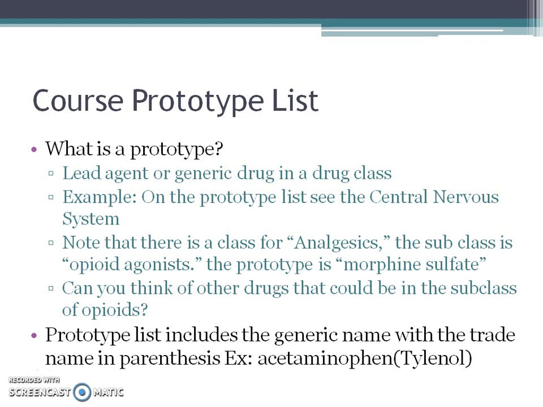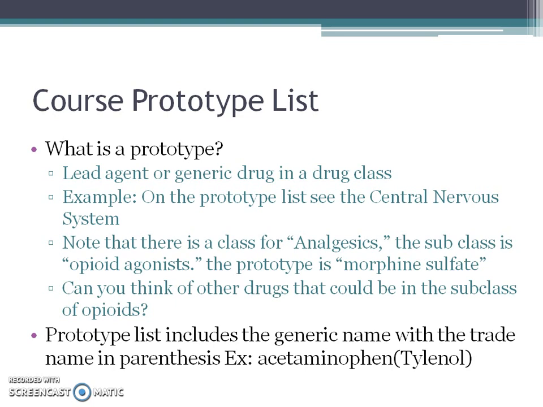So another thing I just want to point out on the prototype list is that the prototype drugs are listed in their generic name, and the trade name is in parentheses behind them. So if you look at the prototype list under central nervous system for acetaminophen, that is a generic name of a drug, okay? Tylenol is the trade name. Okay, so we have you learn the generic names because that's how the NCLEX boards are going to test you. Typically on exams, I'll have the generic name with the trade name in parentheses behind it.